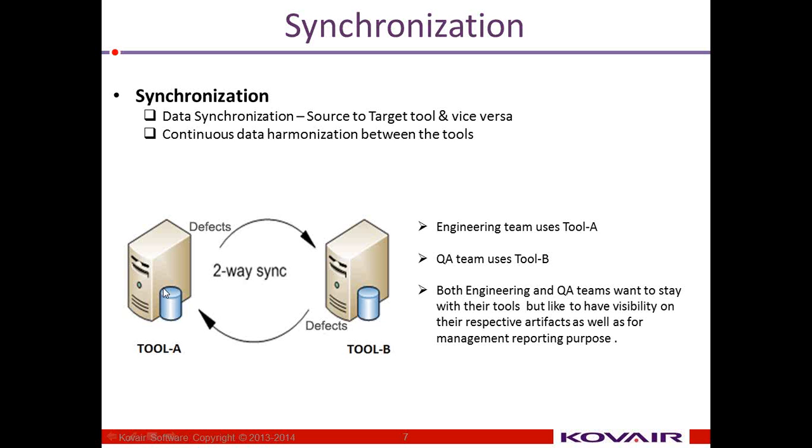Here you can see the two tools that are involved, tool A and tool B. Engineering team uses tool A. QA team is using tool B for managing their test cases. Now both engineering and QA teams want to stay with their own tools, but would like to have visibility on the respective artifacts like the requirements, the tests, the defects, as well as for management reporting purposes. So this is a typical example of synchronization, a bidirectional synchronization between two tools that are involved in the testing and the engineering phase.